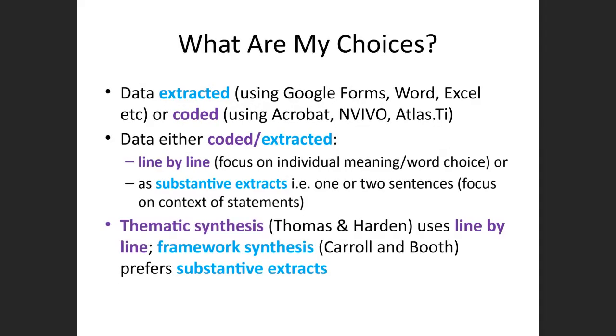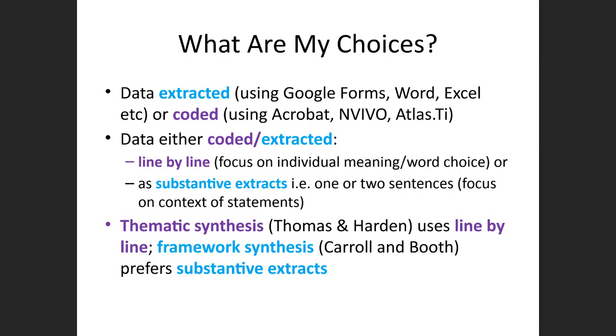In terms of choices in data extraction, they tend to polarize around two approaches, either data extraction, so taking the data and cutting and pasting it into Google Forms or Word or into an Excel spreadsheet, or coding, where we work alongside the full text article, adding annotations and codes. And that can be done either on the raw data in Acrobat or a more analytical stage through purpose-designed software such as NVivo and Atlas TI that have been developed for primary qualitative data.